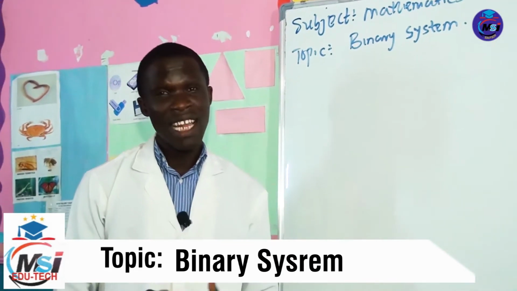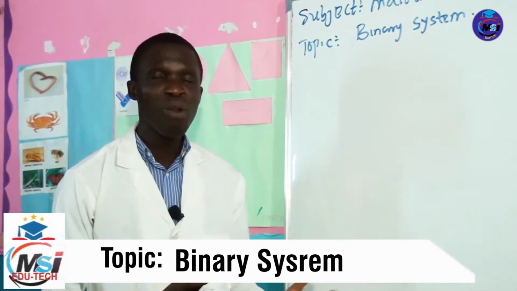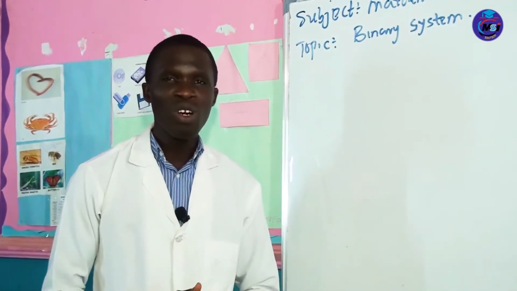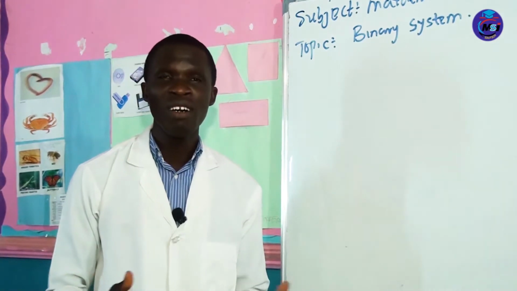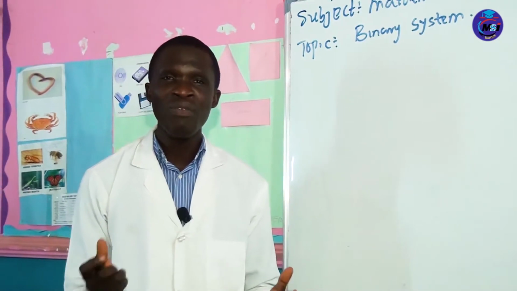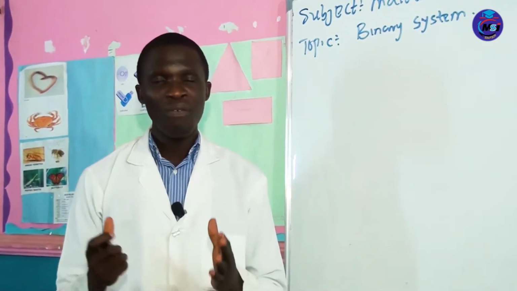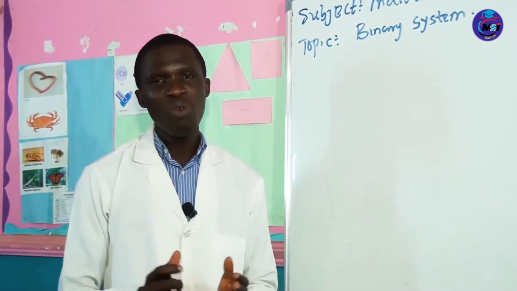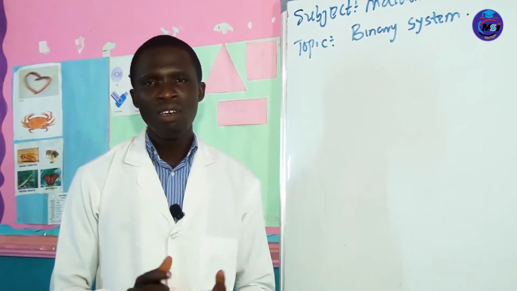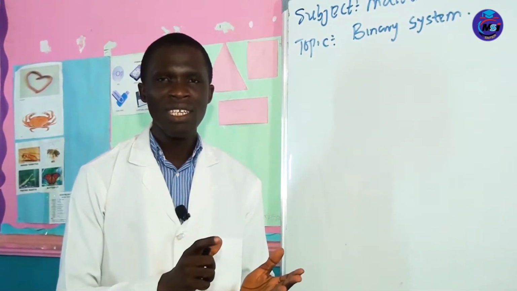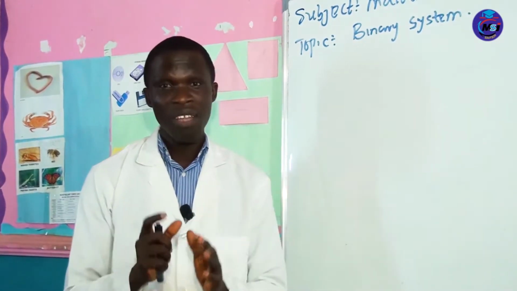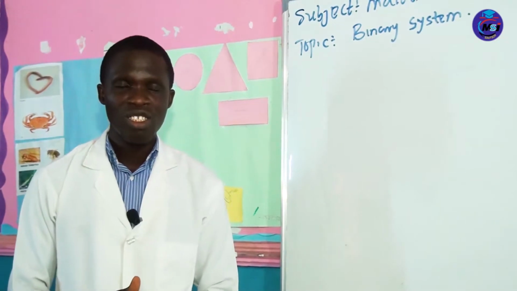Binary system in advanced form, because if you have been following us from module 1, you can see that I explained what binary is all about. We did addition of binary, multiplication of binary, conversion of binary from base 10 to base 2, and from base 2 to base 10. But today we want to really center on how to convert binary numbers from base 10 to another base, then from one base to another. So get ready as we start this topic.